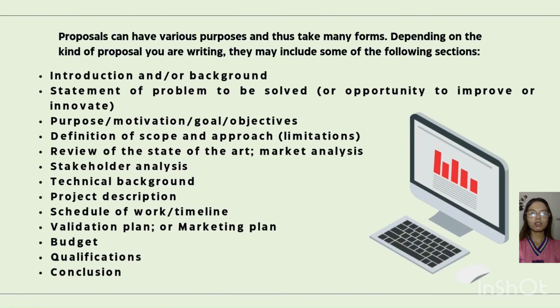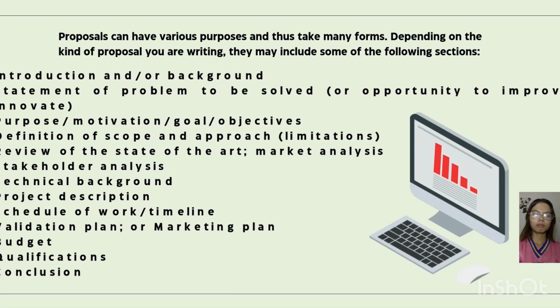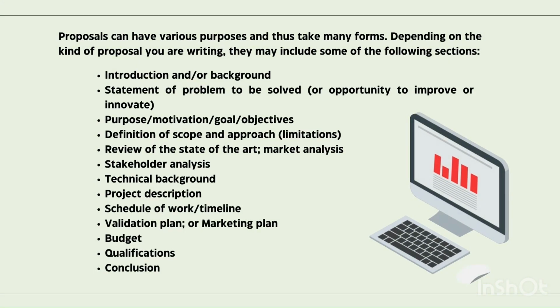Okay, so proposals can have various purposes and thus take many forms. Depending on the kind of proposal you are writing, they may include some of the following sections: introduction or background, statement of problem to be solved, or opportunity to improve or innovate, purpose, motivation, goals, or objectives, definition of scope and approach with limitations, review of the state of the art or market analysis, stakeholder analysis, technical background, project description, schedule of work or timeline, validation plan or marketing plan, budget, qualifications, and conclusions.